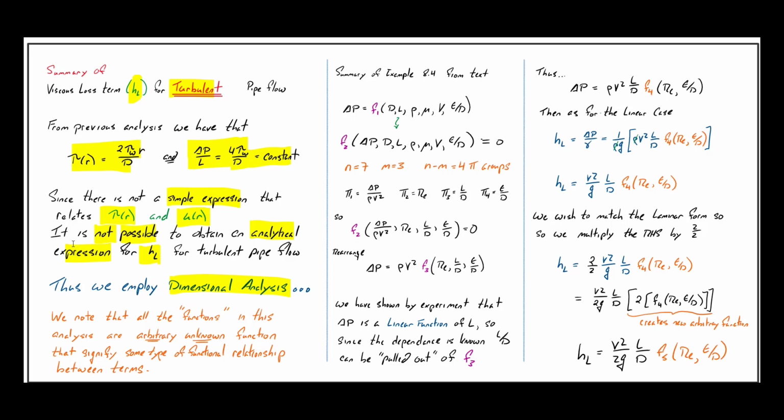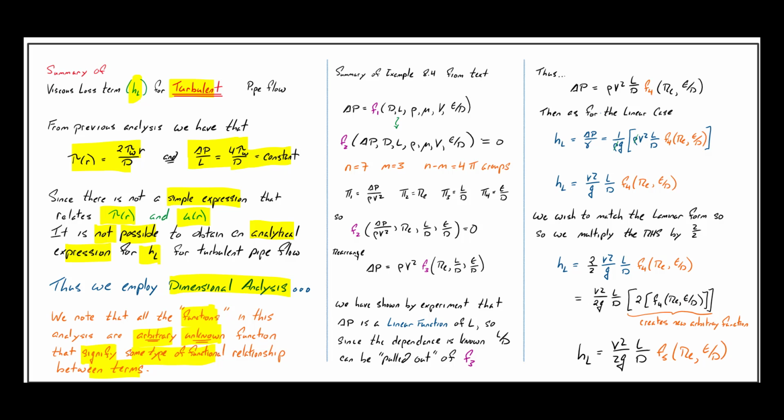Before we do that, I just want to note that in the following discussion, we're going to have these functions, f1, f2, f3, and these are arbitrary unknown functions. Even though we don't know the form of the functions, they signify that there is some type of functional relationship between the terms of the function, the arguments of the function.